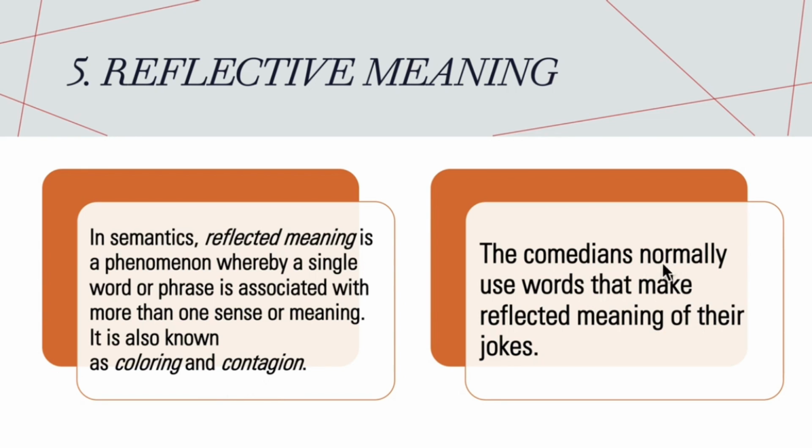The comedians normally use words that make a reflected meaning of their jokes. So reflected meaning means that a single word or phrase can have layers of meaning, and it is also known as coloring. In technical terms we call it contagion, and the comedians normally make use of words in that manner that reflect the idea of reflected meaning. In jokes we find reflected meaning normally.